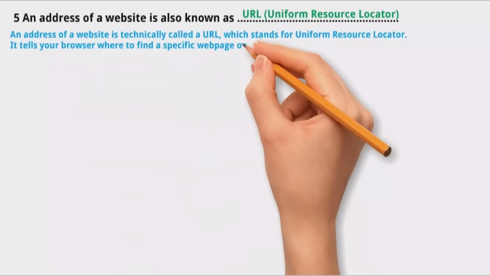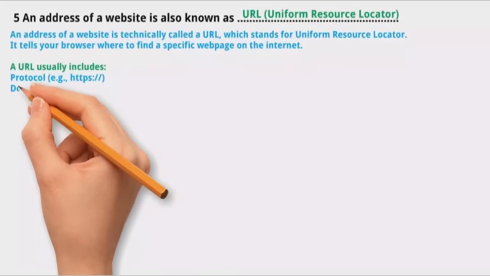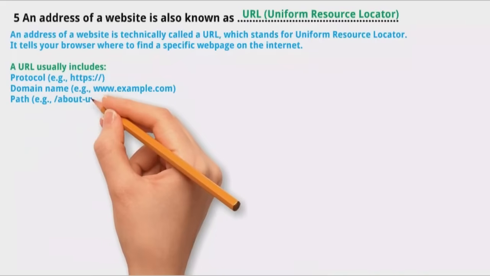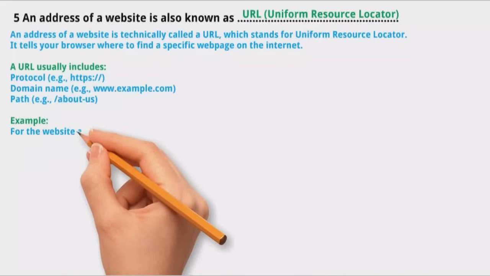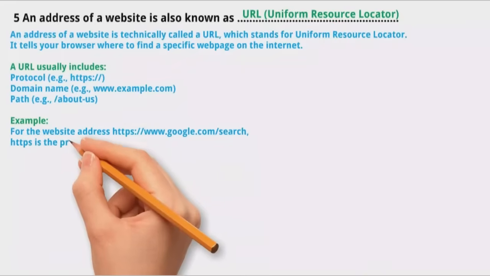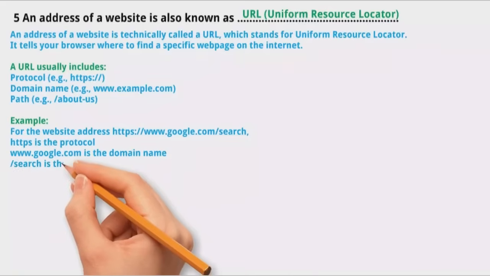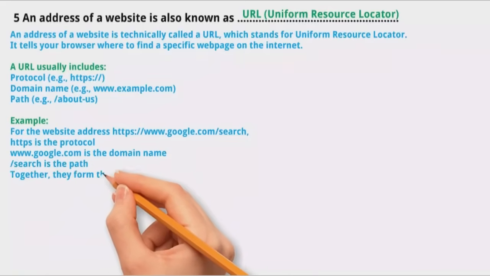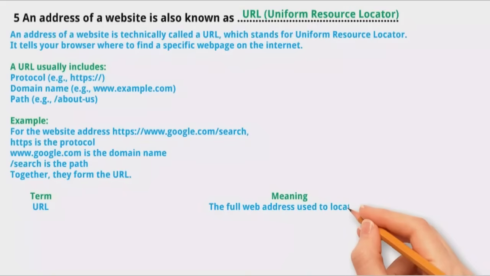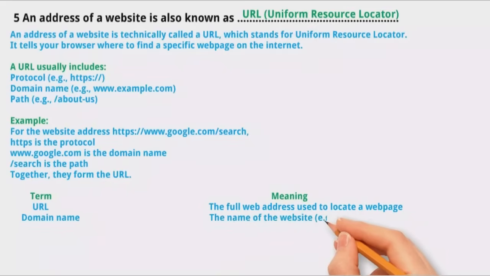A URL usually includes a protocol, for example, HTTPS, a domain name, for example, www.example.com, and a path, for example, /aboutus. Together, they form the URL. Example: for the website address https://www.google.com/search, HTTPS is the protocol, www.google.com is the domain name, and /search is the path.